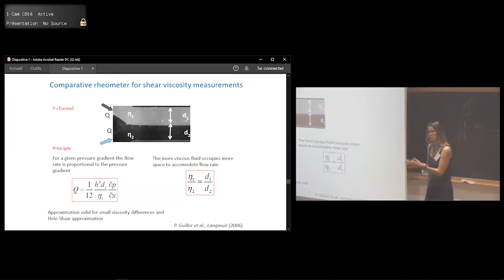And what you do here is that instead of measuring yourself the shear stress, you actually compare the shear stress to the shear stress in a fluid that you know, and this also allows you to get a very good resolution. And the small detour I will make here is to show you an example where we used the system and where we really wanted to measure very small modifications in the shear viscosity, and it was possible due to the use of the system.